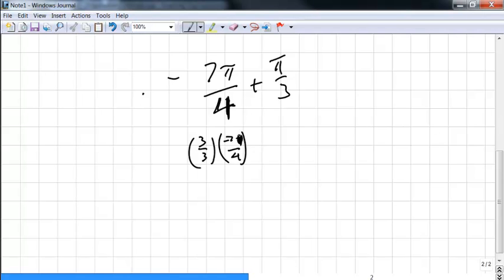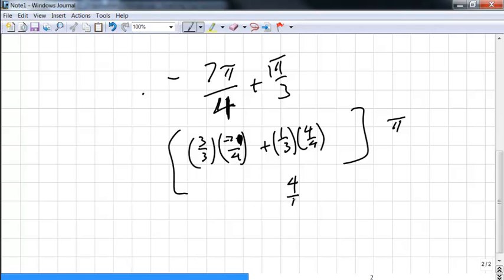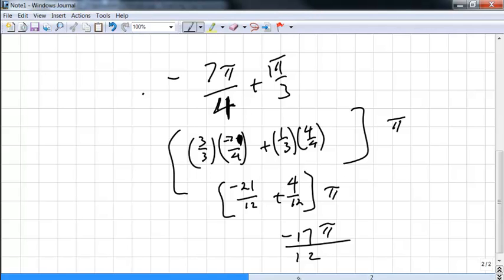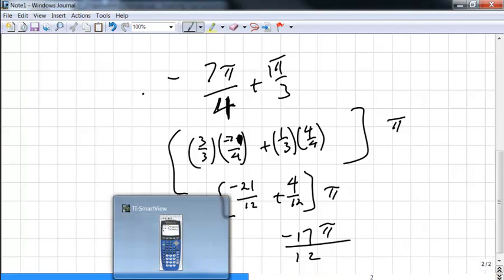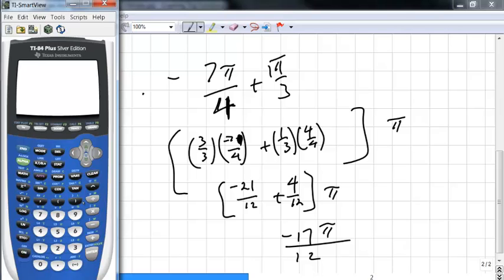I can just factor the pi out. And this becomes 1/3. And multiply by 4 over 4. So this is 4/12. And this is negative 21/12. Okay, so what does that work out to be? Negative 21 plus 4, negative 17 pi over 12. Of course, I could do that on my calculator pretty easily. Just take the pi out.